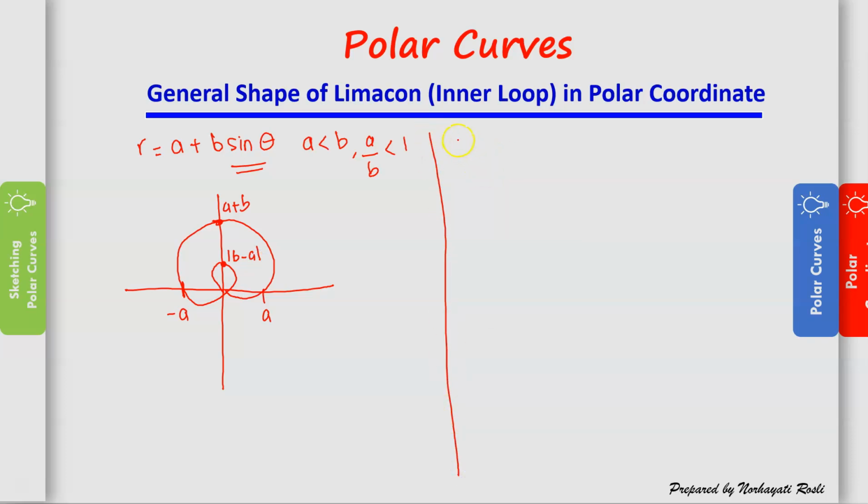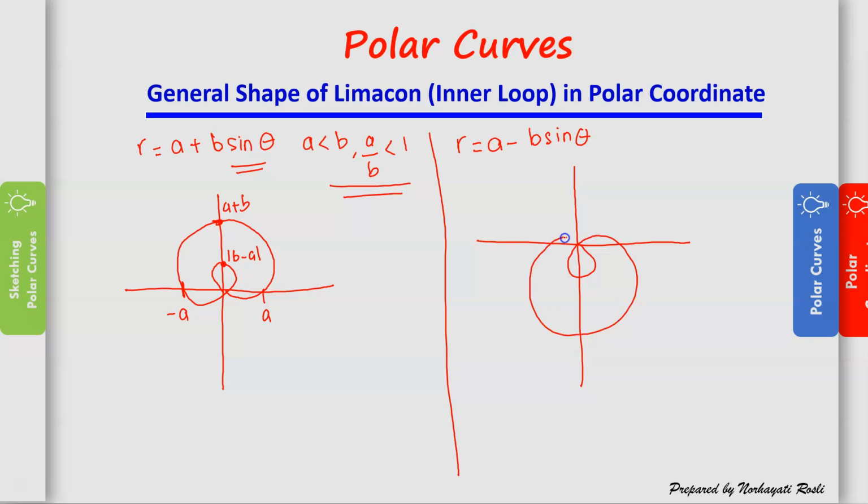Then, if we have the last function, which is r equals A minus B sine theta, again A and B should fulfill this condition because it is an inner loop Limacon. So when our function is negative sine theta, in this case, our shape will be on the negative y-axis, meaning that we will have this kind of shape.